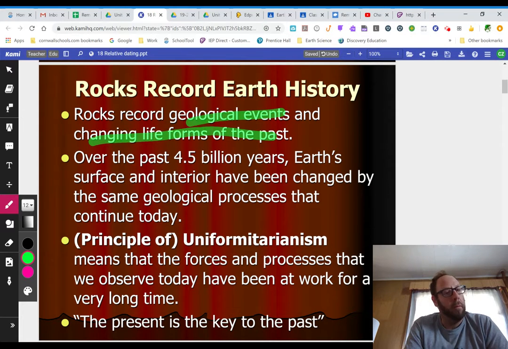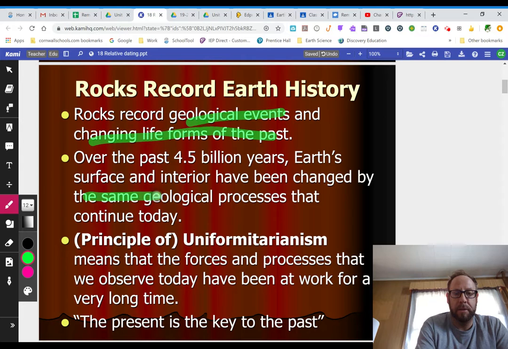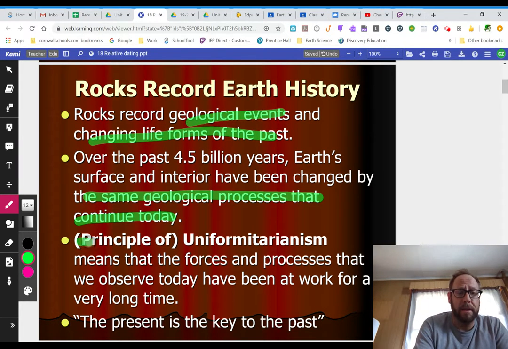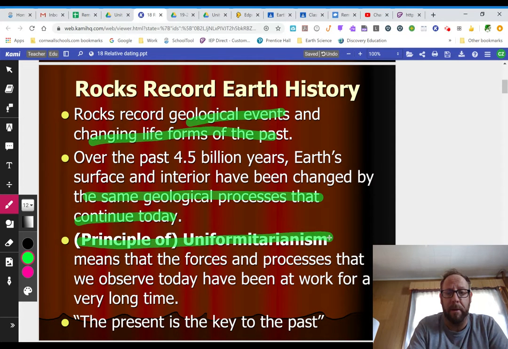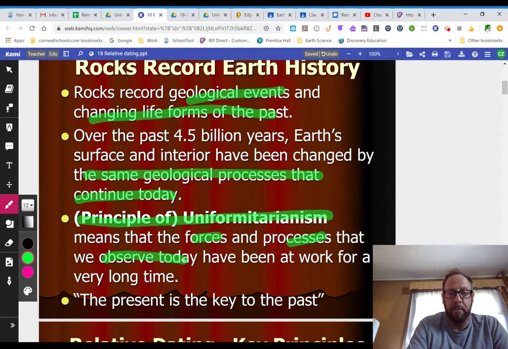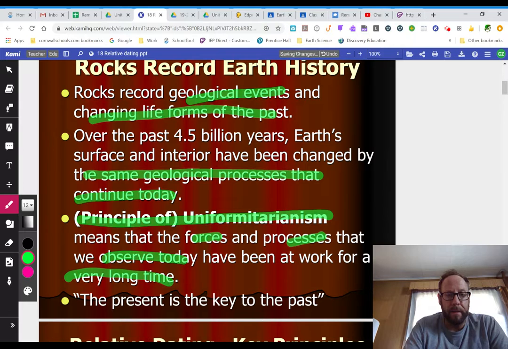Over the past 4.5 billion years, the Earth's surface and the interior have been changed by the same geologic processes that continue today. So basically what that means is what happened back then is the same thing that happens now, and we call that the principle of uniformitarianism. It means that all of the forces and processes that we observe today worked a very long time ago. So the same stuff that happens now happened then.